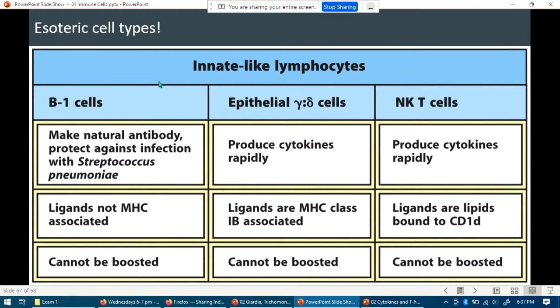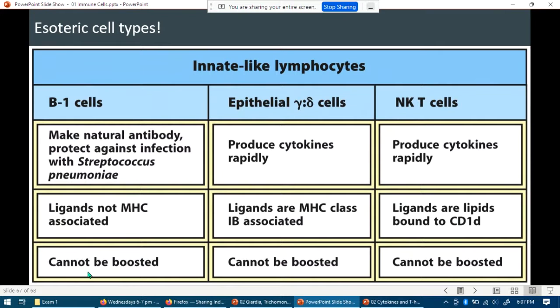So this is a compare and contrast table for the esoteric cell types. There's the B1 B cells that make natural antibody, for example, against the pathogen Streptococcus pneumoniae, which is an encapsulated bacterium.